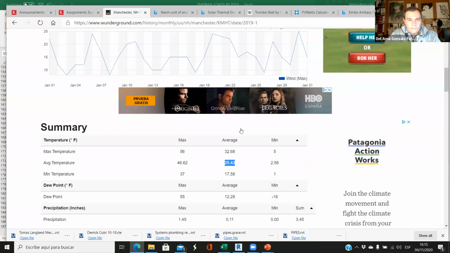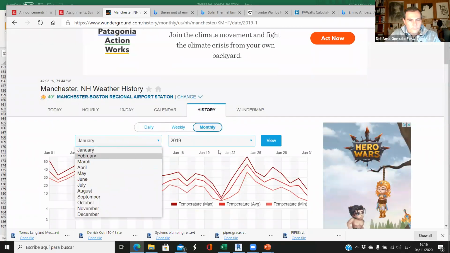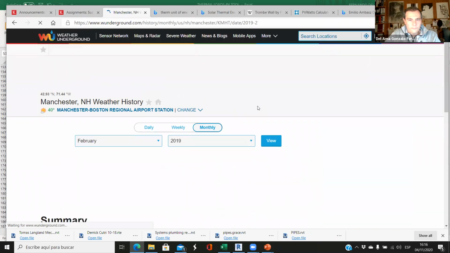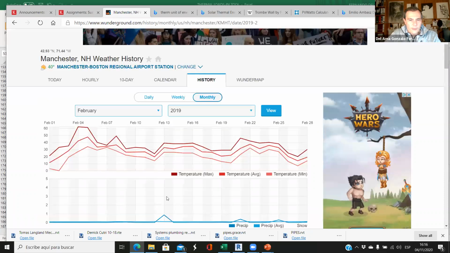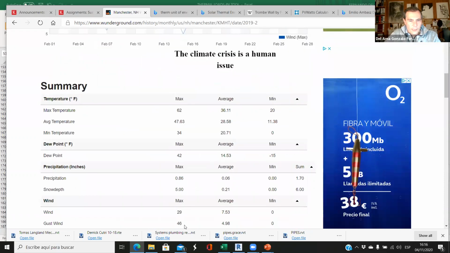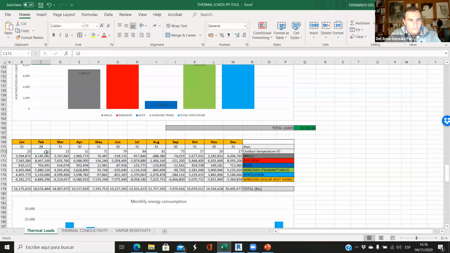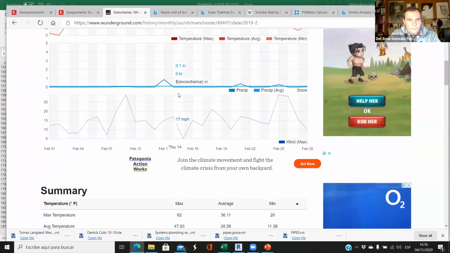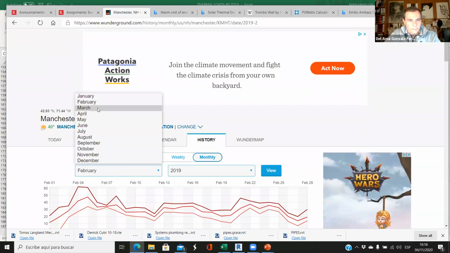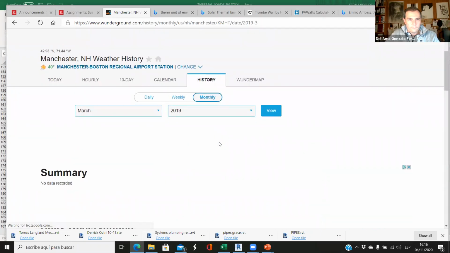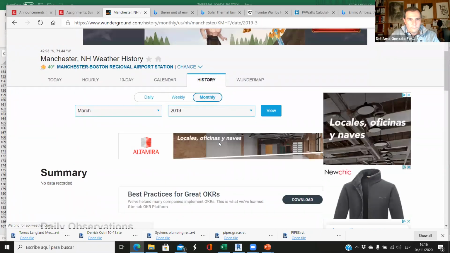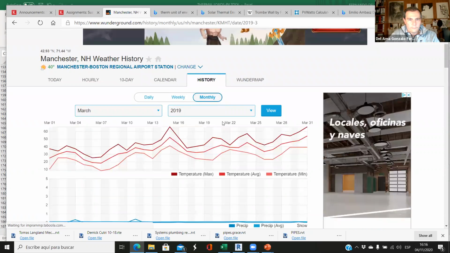Then February, the average temperature is around 28. In March, the average temperature is 35.